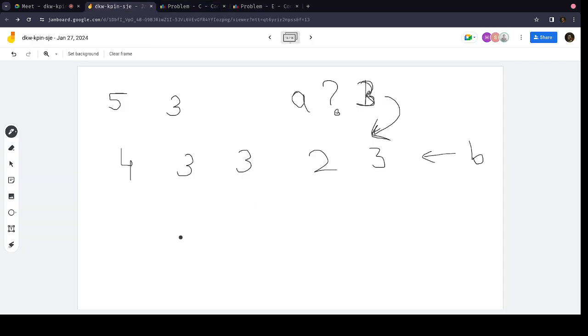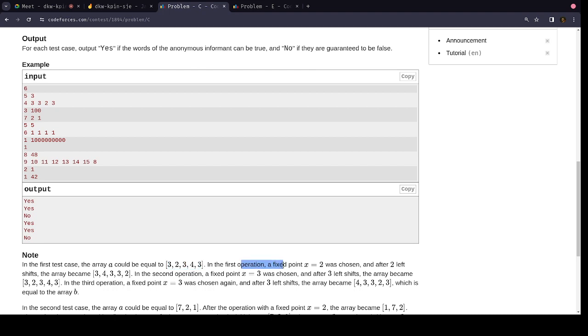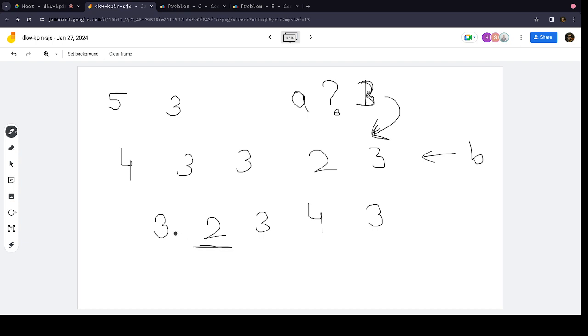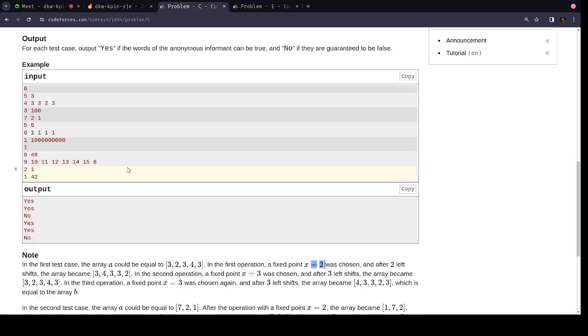So in this case the array could have been 3 2 3 4 3, where in the first operation the fixed point chosen was x equals 2. You can see that this is in the second position and the magnitude is 2, so this is a fixed point. So rotated 2 times to the left, this became 3 4 3 3 2. After 2 rotations, this was the array.